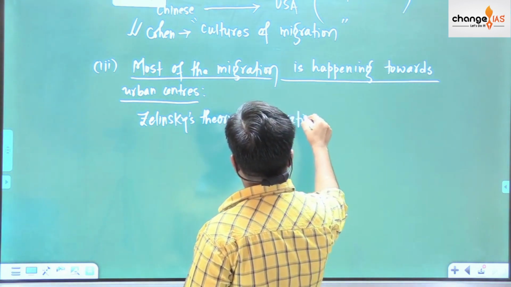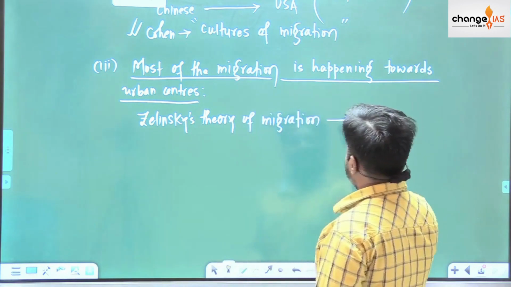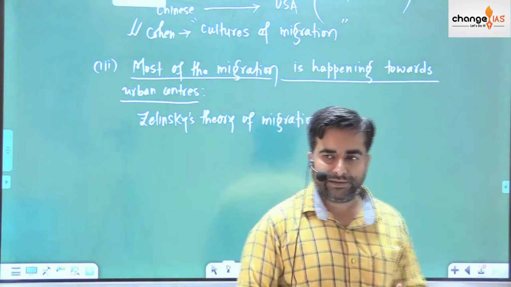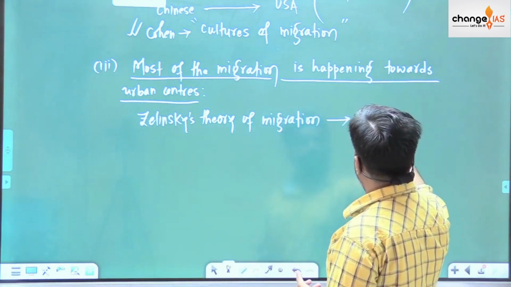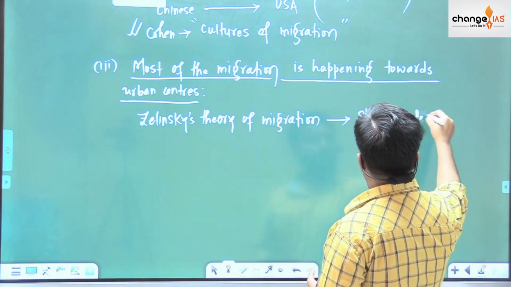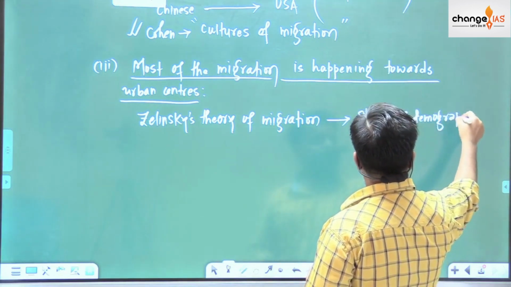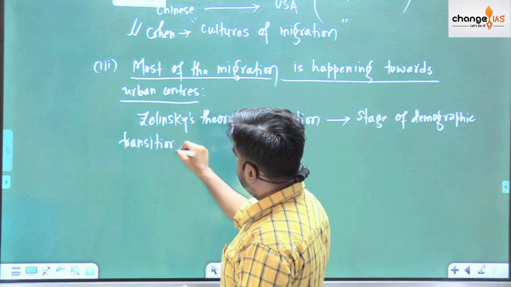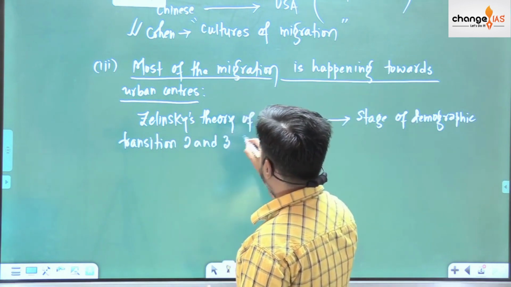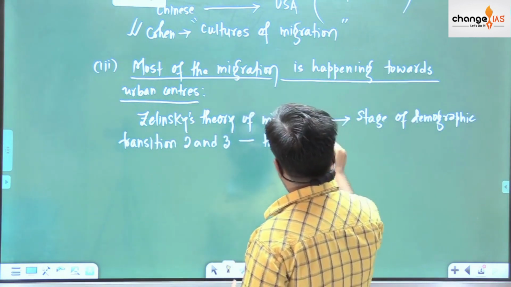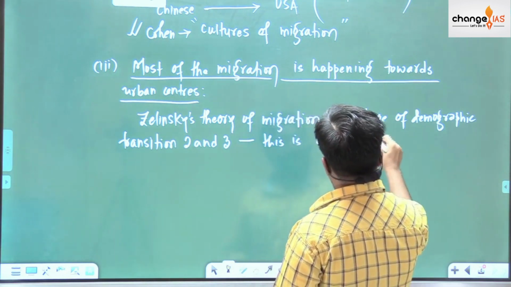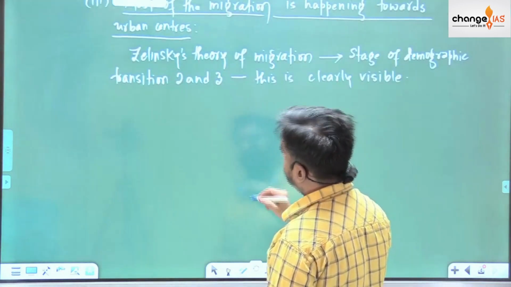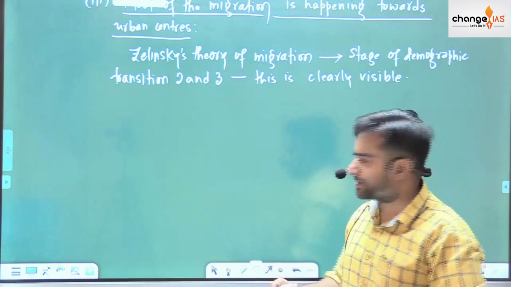Okay, and in his theory of migration, what he suggests that any of the countries which are in demographic transition 2 or 3, okay, the stage of demographic transition 2 and 3, this is clearly visible, and you can easily draw a graph that was given or based on his theory only, right?